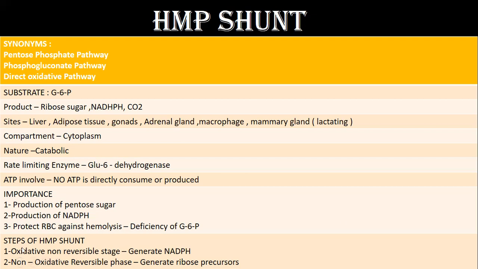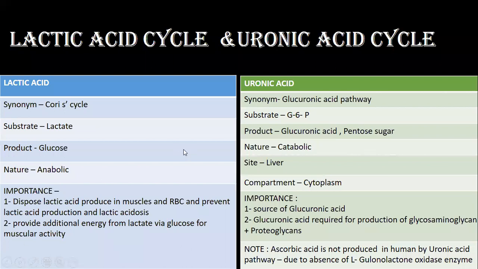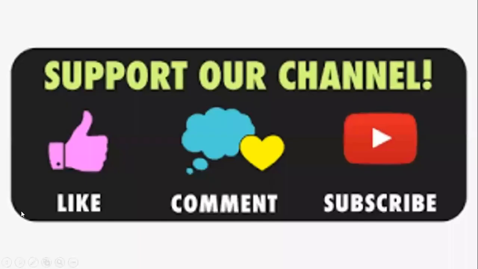So the steps of HMP shunt are the oxidative non-reversible phase, that is generation of NADPH, and the non-oxidative reversible phase, that is generation of ribose, the precursor. Then we come to the lactic acid cycle. Another name for it is the Cori cycle. Its substrate is lactate. Its product is glucose.